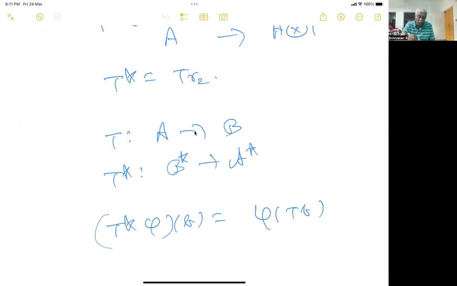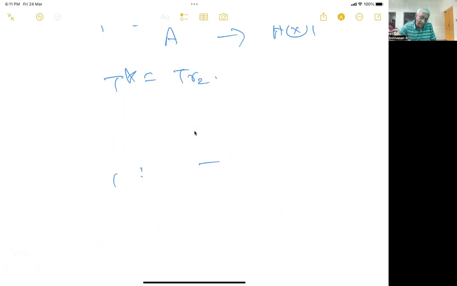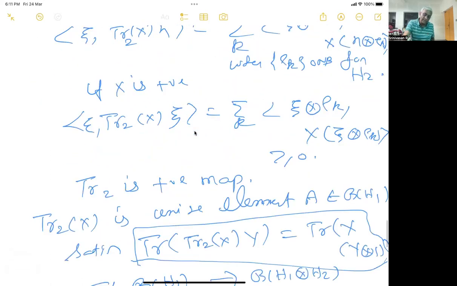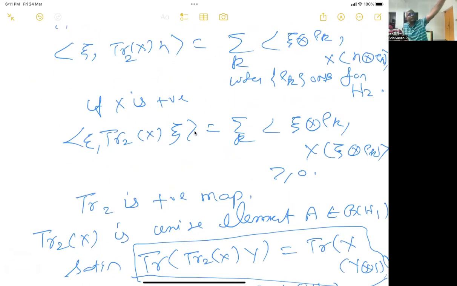If you see how the linear functional is defined on trace class operators, it will follow that trace 2 is nothing but the dual of this tensoring map, the amplification map. You can easily see that this amplification map is certainly a positive map. Trace 2 is just the dual of that. That's a different proof, but we have directly proved it anyway. Using this representation, we have directly proved trace 2 is a positive linear functional.